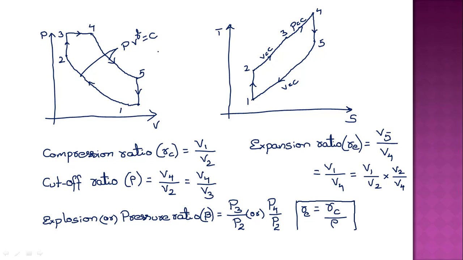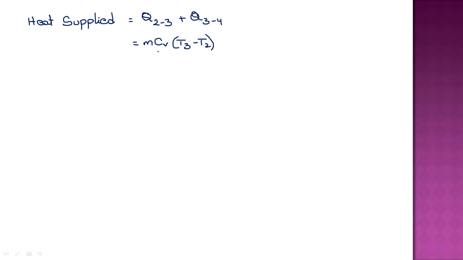Now heat supply. So here in this particular cycle, heat supplied is taking place in two different processes. One is during constant volume, the other one is during constant pressure. So during constant volume process, heat addition is m C_V delta T. So m C_V (T3 minus T2) plus during constant pressure heat addition is m C_P (T4 minus T3).